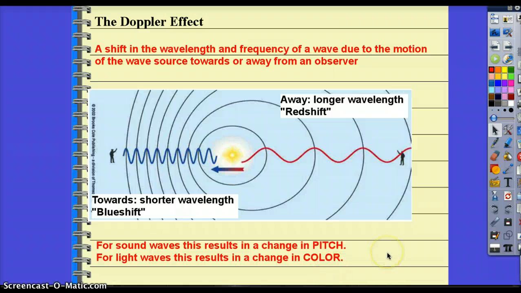That change in wavelength corresponds to a change in color with light, just like it corresponds to a change in pitch with sound. So blue light happens to have shorter wavelength than red light, so when something's coming towards you and it's giving off light, that means its color becomes more blue, and if it's moving away from you, it becomes more red. So we start using these words called blue shift and red shift when we're talking about light. If you take astronomy, that will be a very important concept. But again, for sound waves, it's a change in pitch. You hear a higher pitch when it's coming towards you. You hear a lower pitch when it's going away from you.